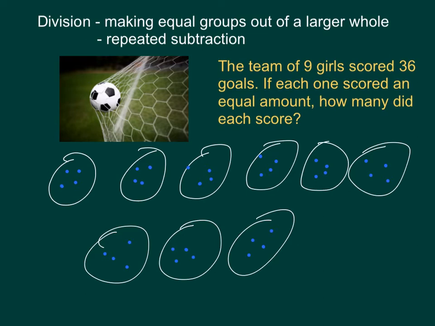So each circle is a girl. Each of the little blue balls are soccer goals. And so then all I have to do is go back and count up. 1, 2, 3, 4. So I know that each girl had scored 4 goals. Makes sense? It gave us a total amount, how many girls it was divided up over, and I wanted to know how much each one did.